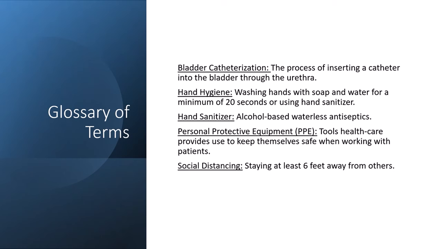The other time that we use soap and water is for certain diseases. So there's certain diseases that we say we can't use hand sanitizer for. We have to wash our hands, and there's an amount of time that we need to do that. So we need to wash our hands for a minimum of 20 seconds using soap and water. The other that you've heard is hand sanitizer, and that's alcohol-based waterless antiseptics.